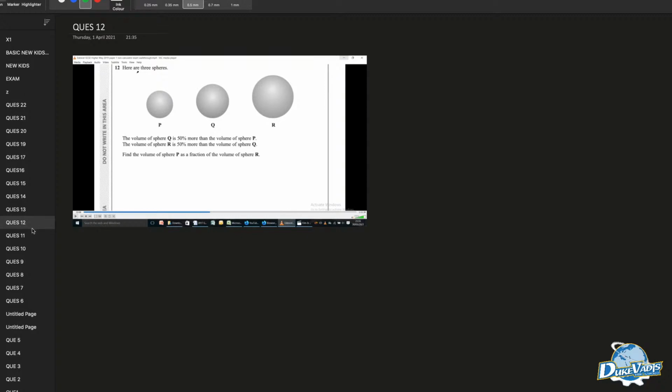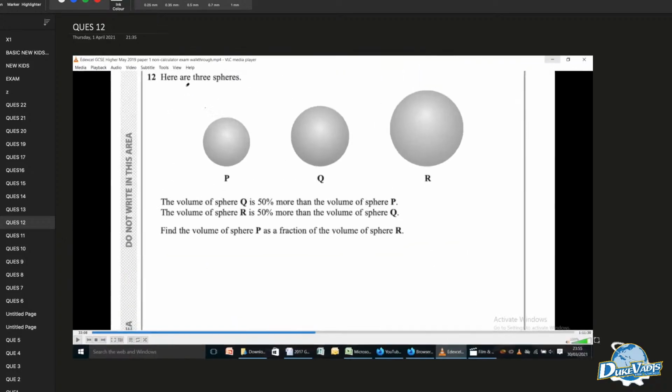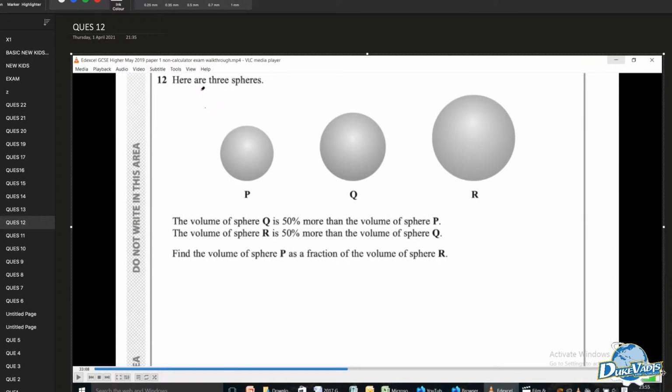All right. We have been given this. Question number 12. They say the volume, here are the spheres P, Q, R. Let me zoom it out so that we can see it very well. The spheres P, Q, R.